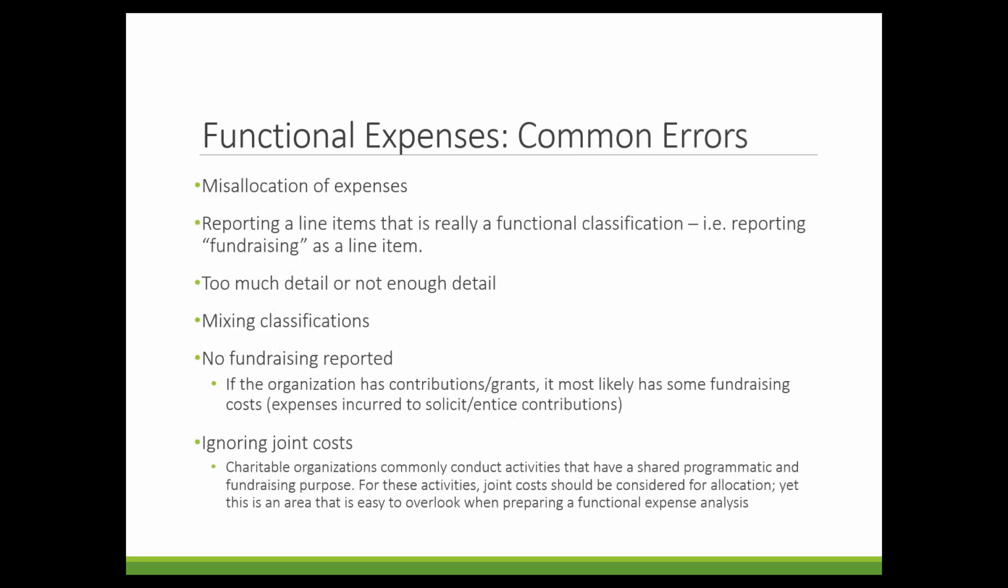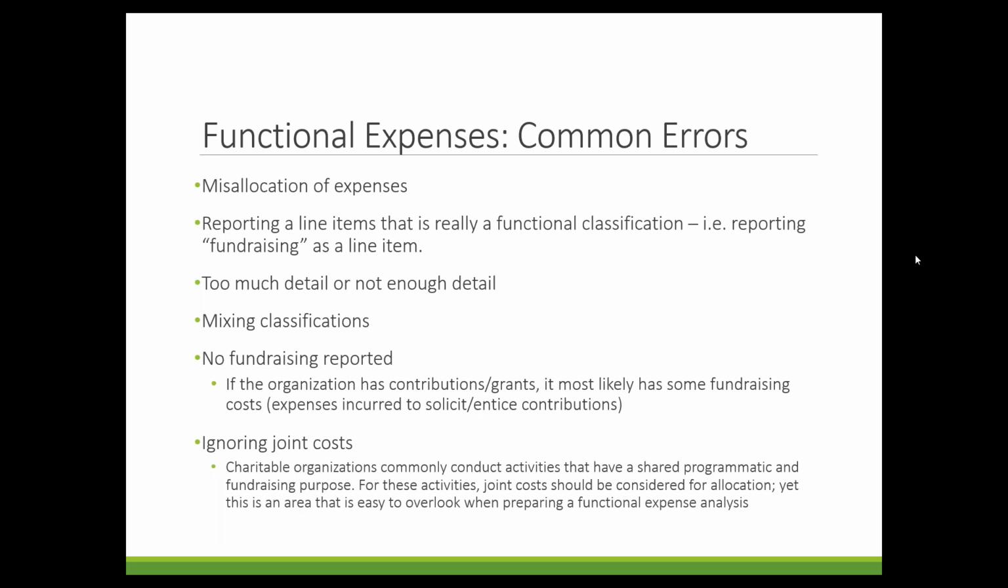And common errors we've seen with functional expenses is just putting stuff in wrong categories. It was also a big issue where people were reporting line items that were actually functional classifications. Fundraising was a big one on that, where there would just be a row called fundraising, and well, it doesn't quite work like that. It's also important to hit a good mix between too much detail and not enough detail. For example, it's okay to have a $10,000 miscellaneous expense row if you have $10 million in total expenses. But if you only have 100,000 in total expenses, you really should break out that 10,000. Give the users of the financial statements more details about what that 10,000 actually is.